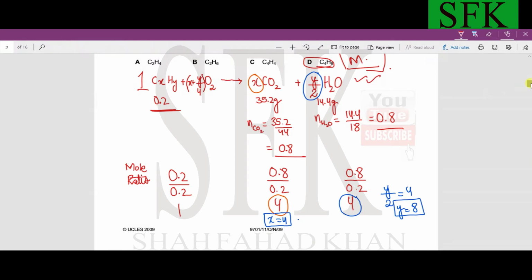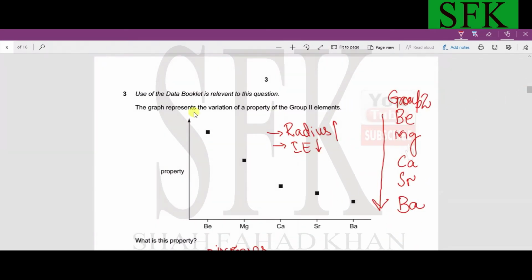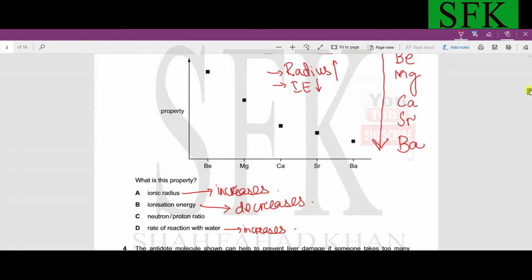Now let's go on to the next question. Number 3. The graph represents the variation of a property of group 2 elements. This is a group 2 chart: beryllium, magnesium, calcium, strontium, barium. This is a property that is actually decreasing down the group. So which property decreases? Let's look at the answer options.